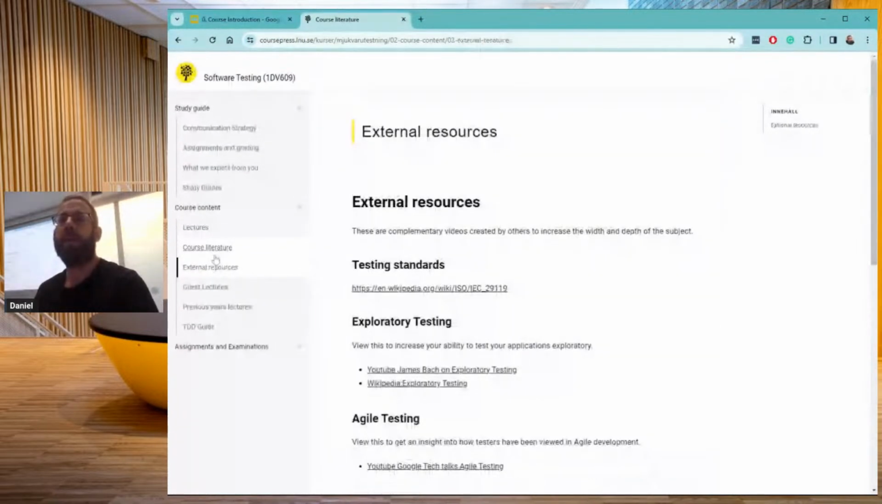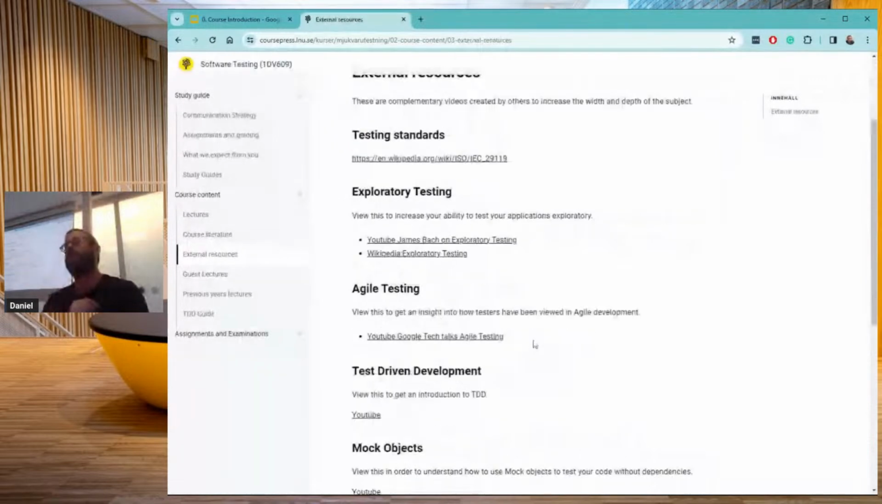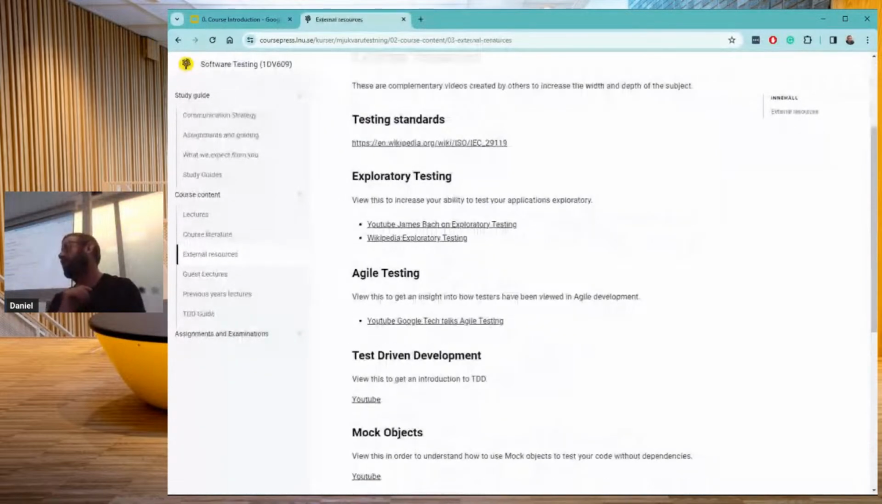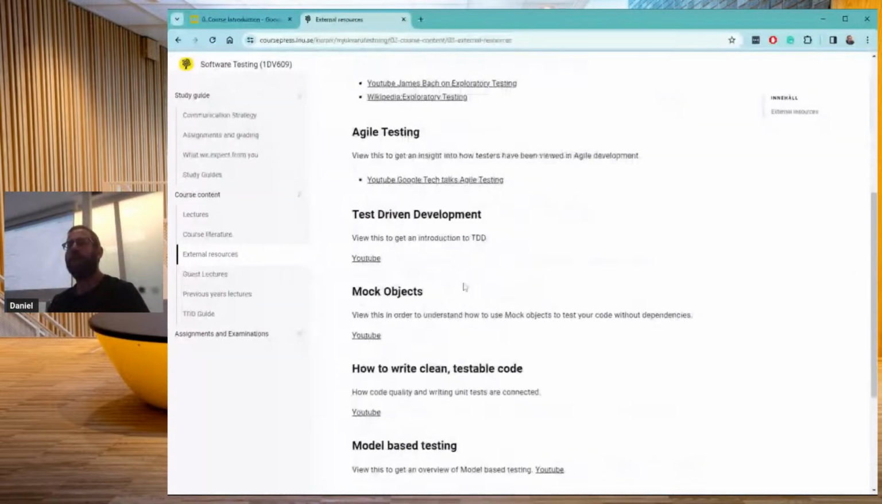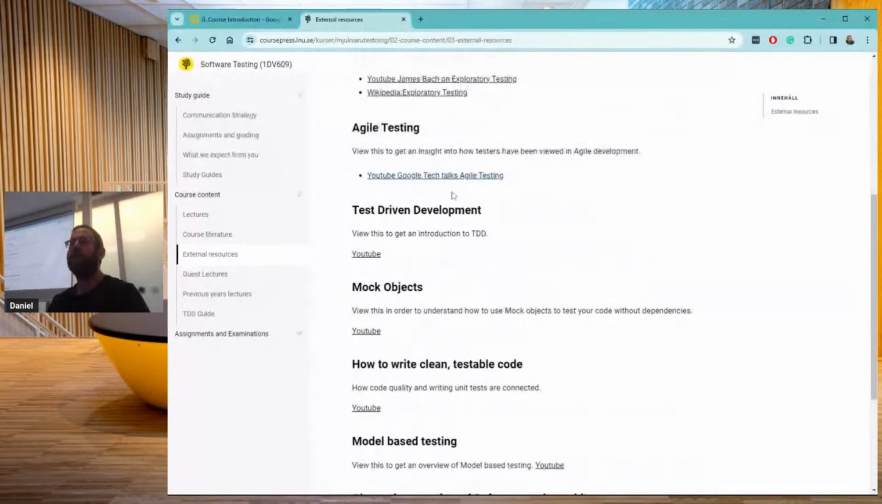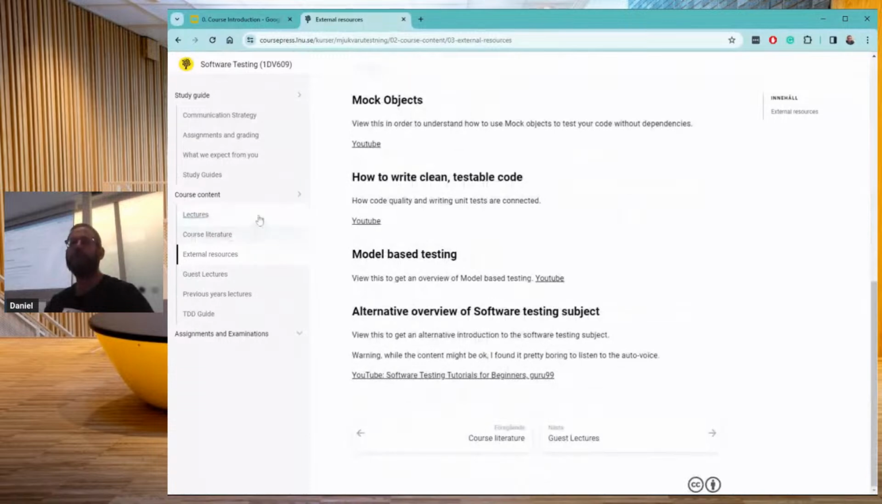Okay, there are some external resources. I am not an expert in every part of testing, so I have collected a couple of links for different external resources, like James Bach on exploratory testing. He's quite fun. And then some Google Tech Talks about agile testing. I think that is a pretty old recording, but it's still a good recording, and that is why I keep it. So there are a number of these external resources.